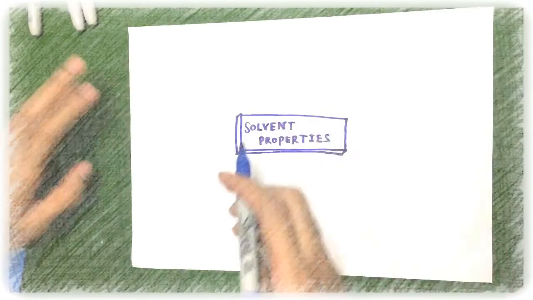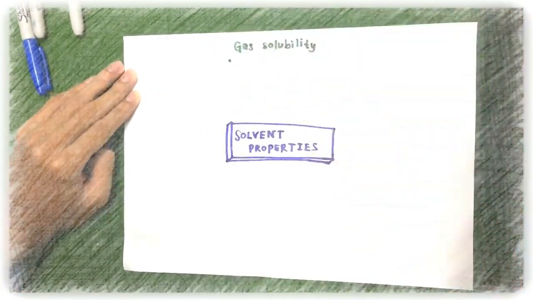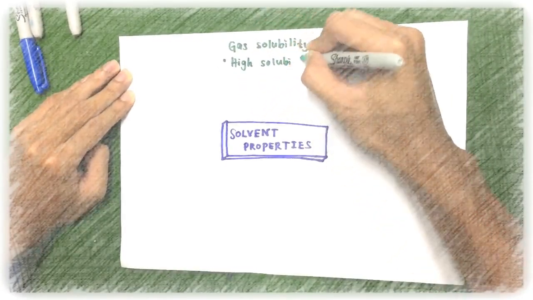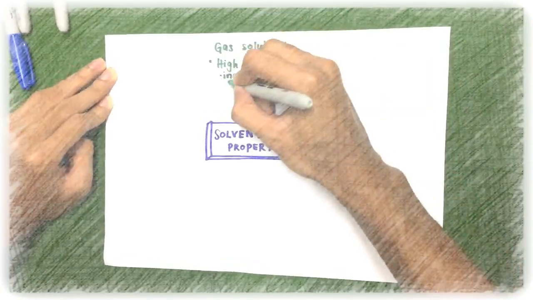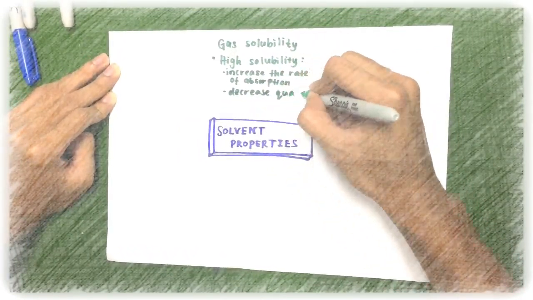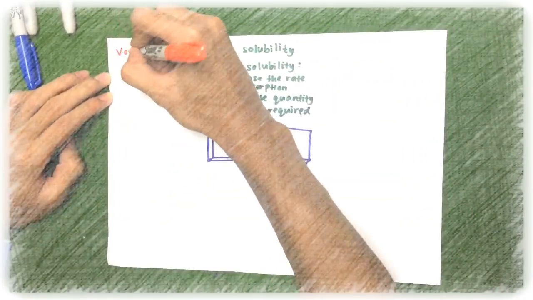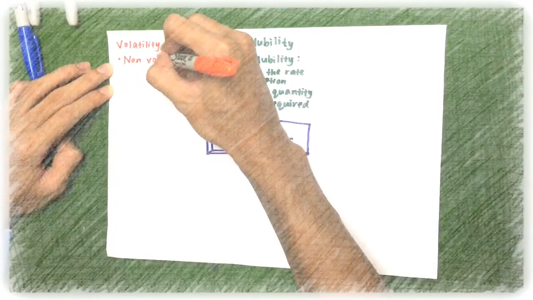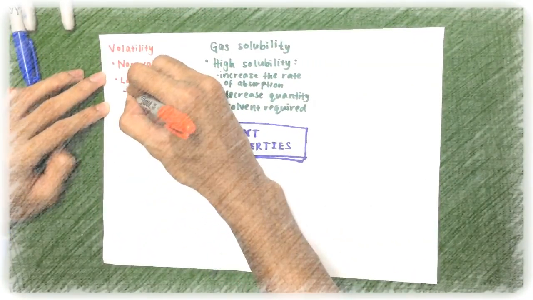Solvent properties. It is divided into six properties. First, gas solubility. The solute gas should have high solubility in the solvent, thus increasing the rate of absorption and decreasing the quantity of solvent required. Secondly, volatility. The solvent should be non-volatile. It has low vapor pressure to reduce the loss of solvent.